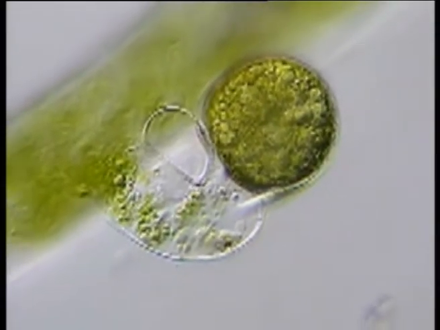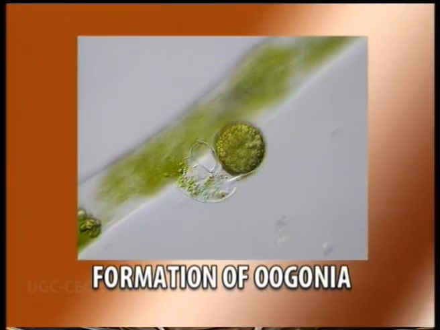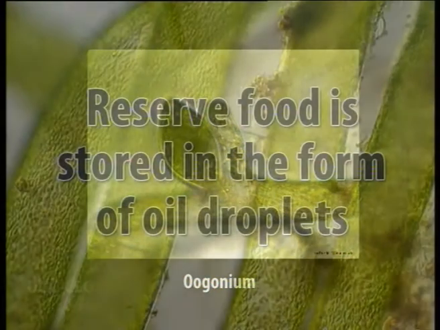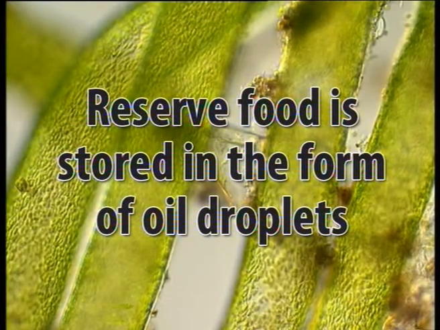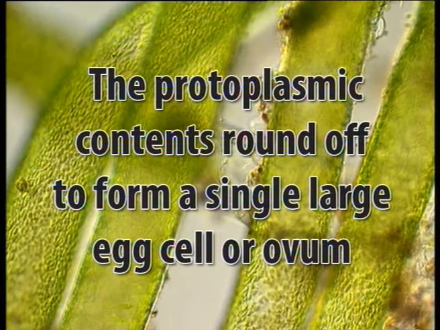Now Oogonium. The Oogonium is a spherical or wide structure which usually appears sessile or subsessile. It is separated from the supporting filament by a cross wall at its base and develops a short rounded beak at the tip towards maturity. The mature Oogonium contains a single large nucleus located in the center and numerous chromatophores. Reserve food is stored in the form of oil droplets. The protoplasmic contents round off to form a single large egg cell or ovum.